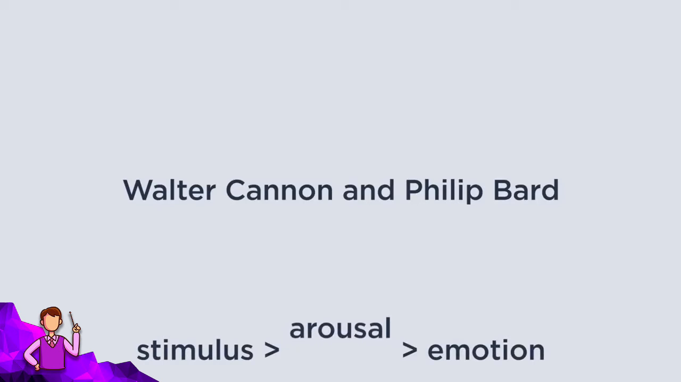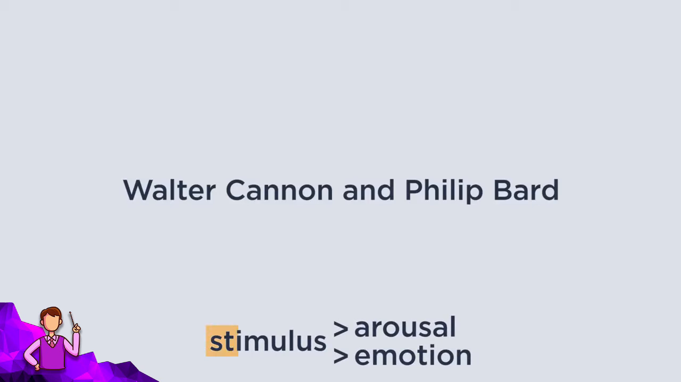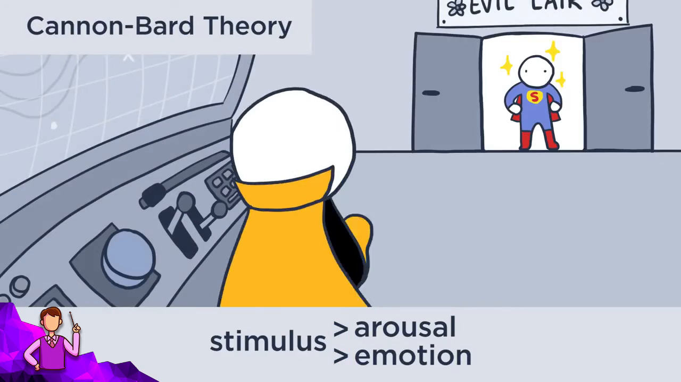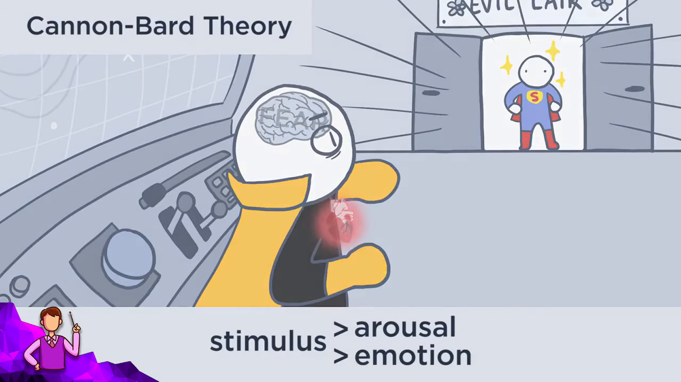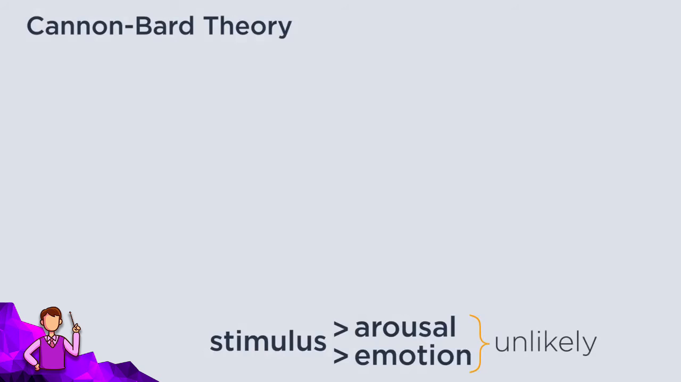As an alternative to the James-Lange theory, two other theorists, Walter Cannon and Philip Bard, propose that the physiological arousal of emotions and the experience of emotions are entirely separate processes. That is, a stimulus causes the emotion and physiological arousal independently. Neither one causes the other. So the sight of our hero causes our villain both to feel fear and for his palms to sweat and heart to race. But contrary to this theory, there have been many reports of physiological stimuli influencing emotions. So it's unlikely that physiology and emotions are completely disconnected.